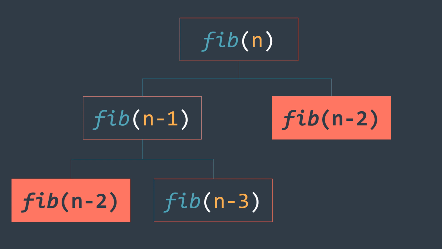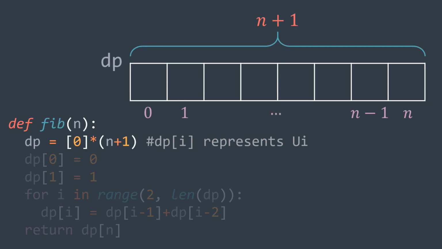Now the idea to apply dynamic programming is to use tabulation. We create an array dp of n plus 1 elements, where the element at index i represents Ui. N plus 1 because we want to get the nth term of the Fibonacci sequence, so the last index is n and terms start at 0, so we need n plus 1 elements.